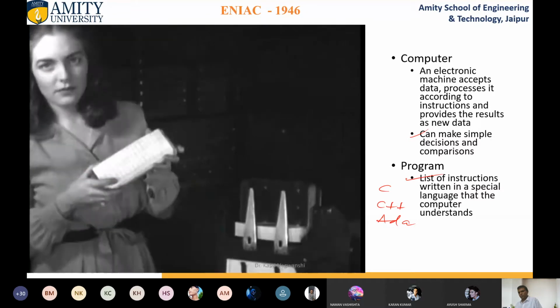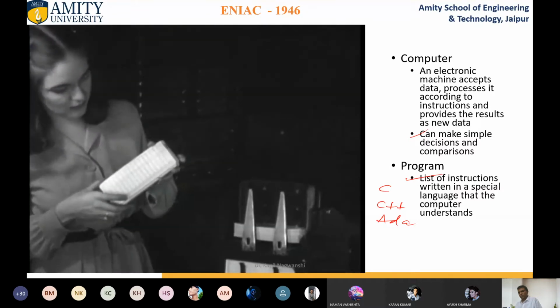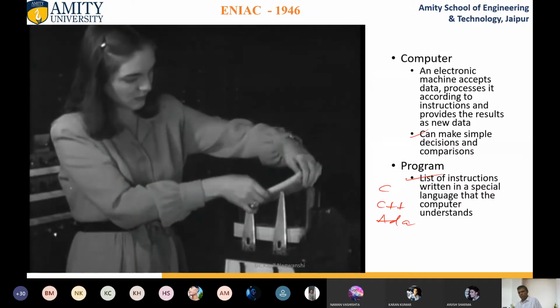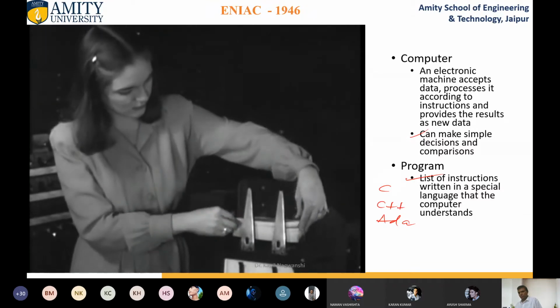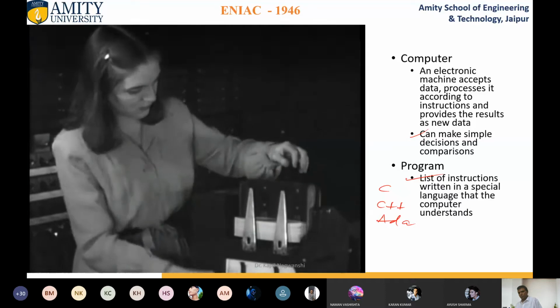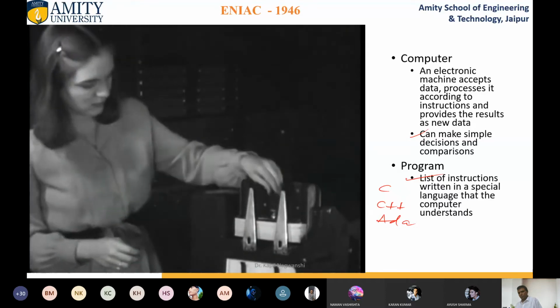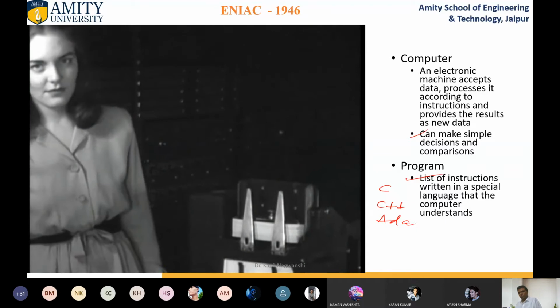In addition to switch panels and wiring panels, ENIAC used an IBM punch card reader for input and an IBM card punch machine for data output. The timing of these machines was synchronized with the operation of the ENIAC itself.